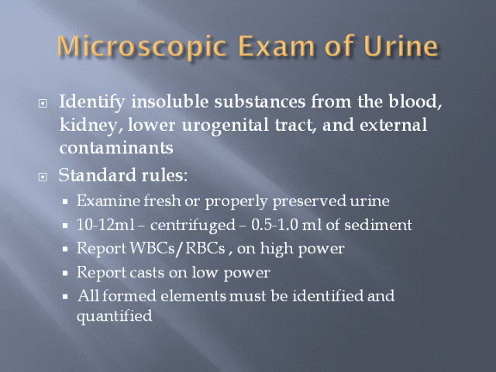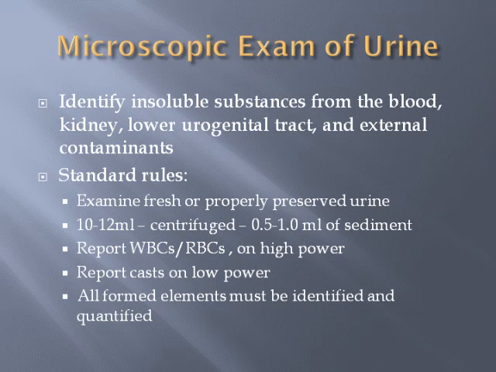We're going to move on now to the microscopic exam of the urine, and this is where we're identifying insoluble substances from the blood, kidney, lower urogenital tract, and external contaminants. So we need to be able to identify things that perhaps shouldn't be there, things that might be contaminants, things that are present in the urine that may look like clinically significant things but really aren't.